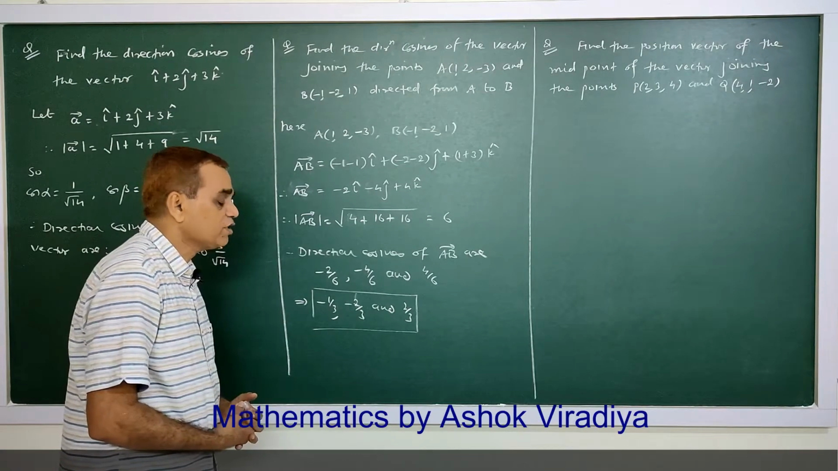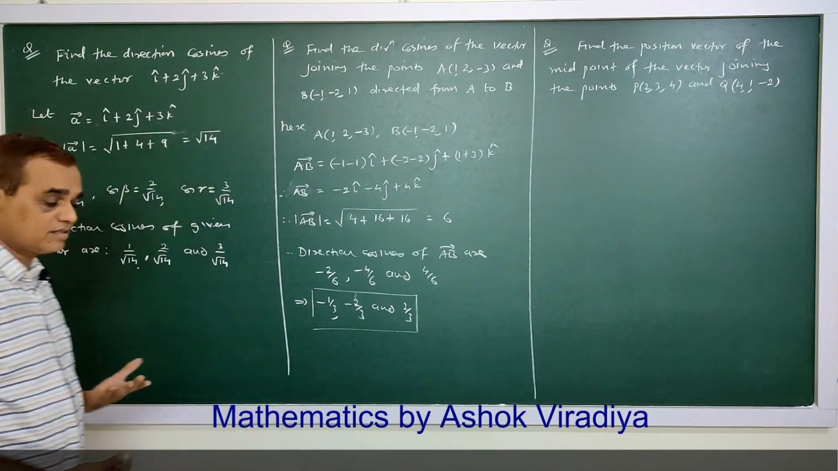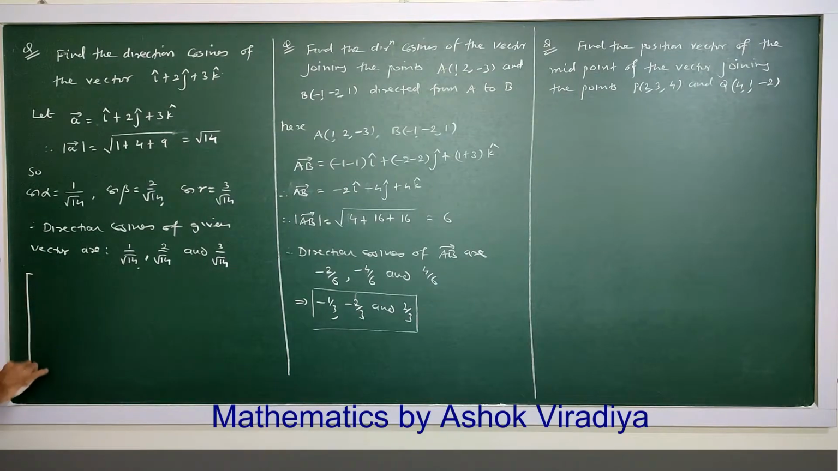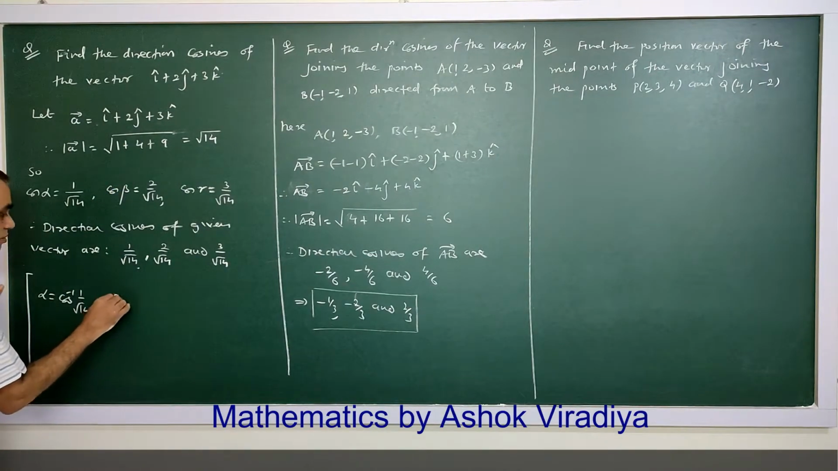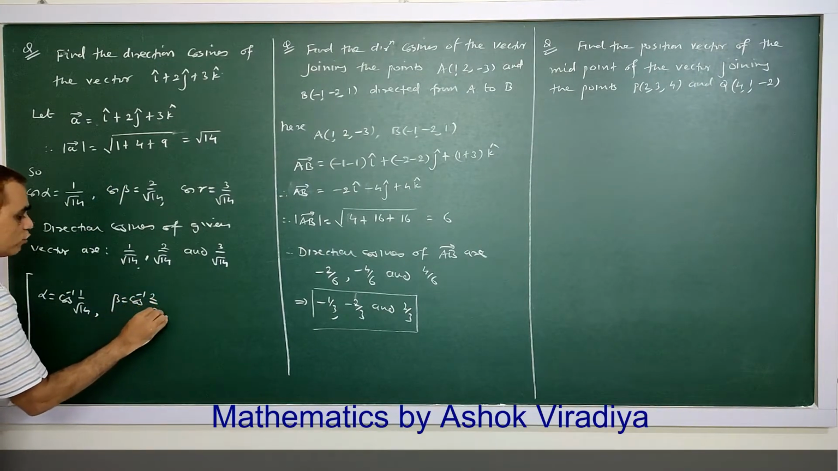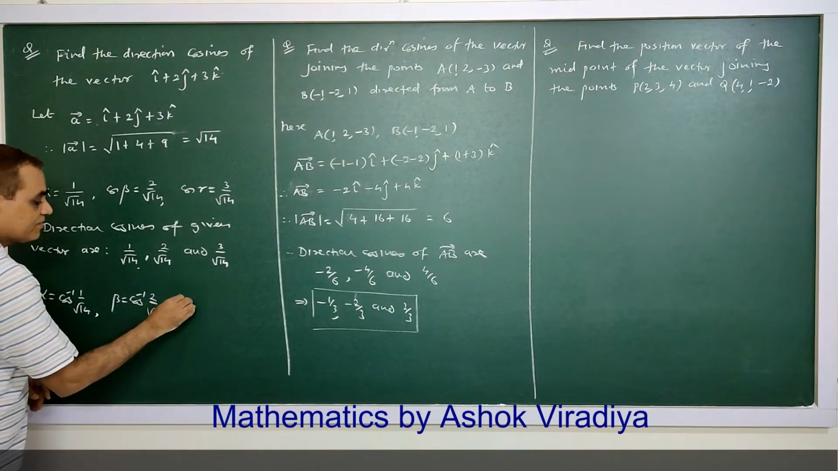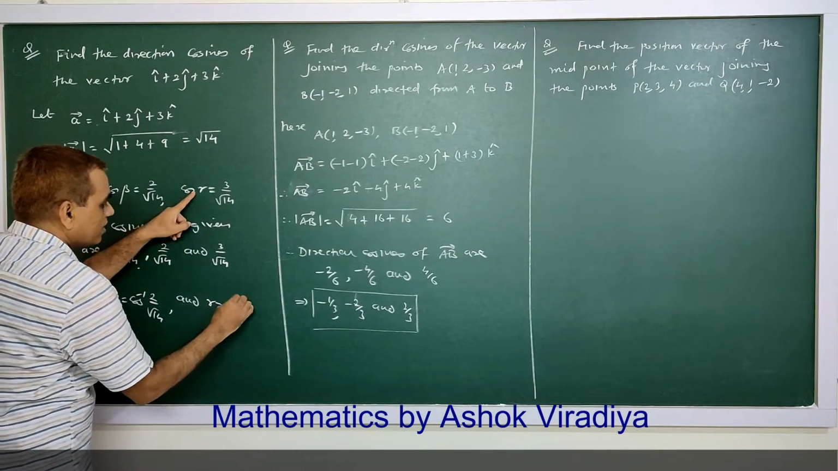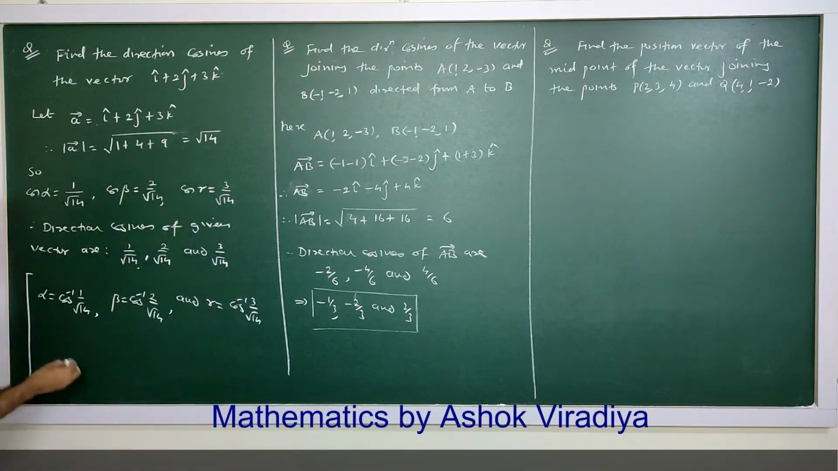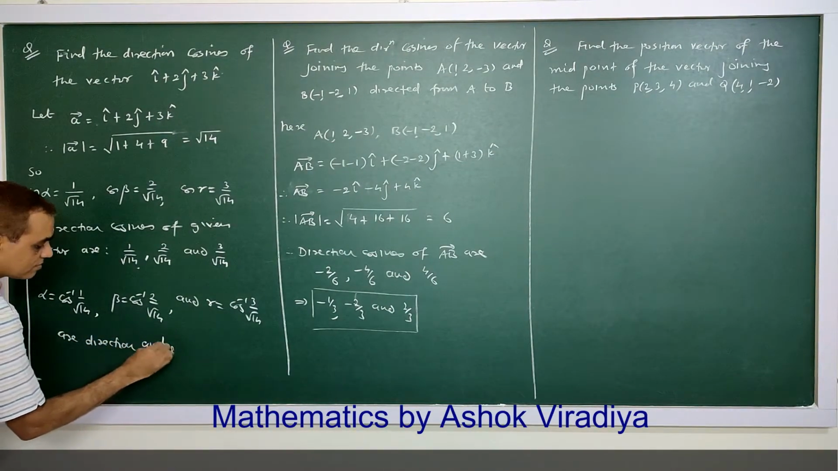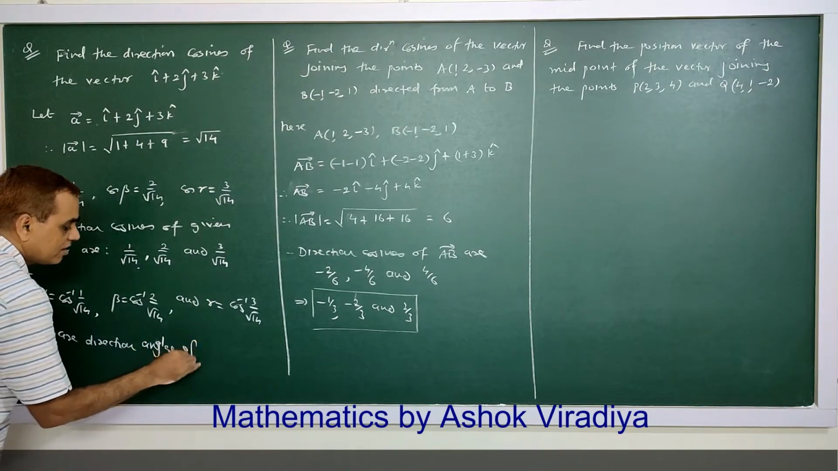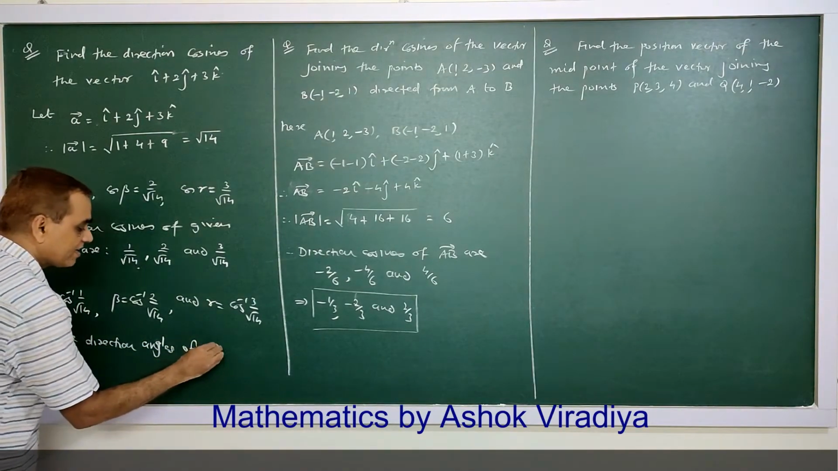From direction cosines we can also find direction angles. Say here cos alpha is 1 by root 14. So alpha is cos inverse 1 by root 14. Cos beta is 2 by root 14. So beta is cos inverse 2 by root 14. And gamma is cos inverse 3 by root 14. These are direction angles of the given vector A.